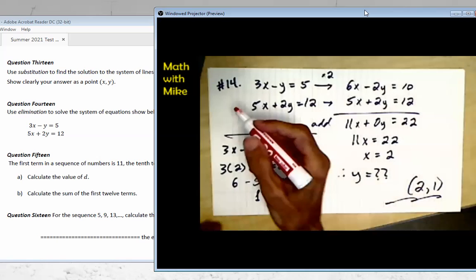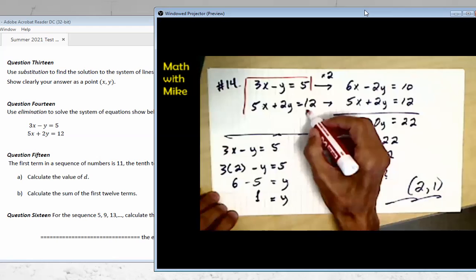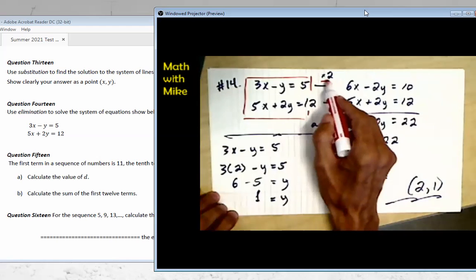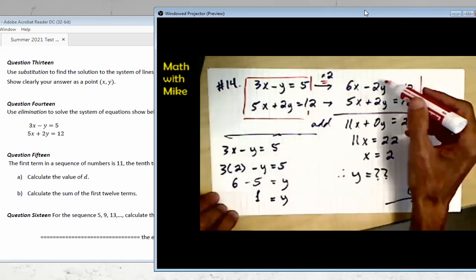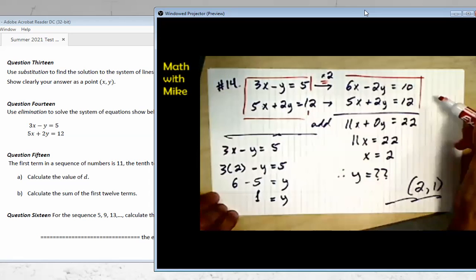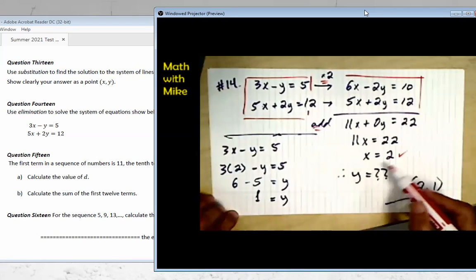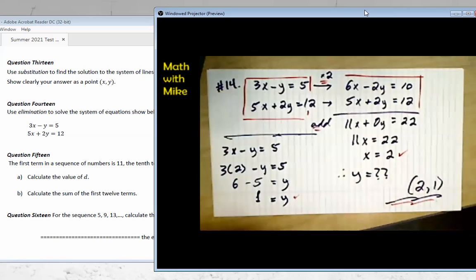Okay, so this is our original system. Numbers don't match. Make them match by multiplying. Now we work this new system out. Add everything up, get the x, substitute to find the y. Good times.